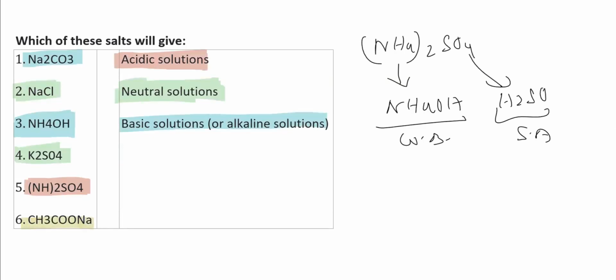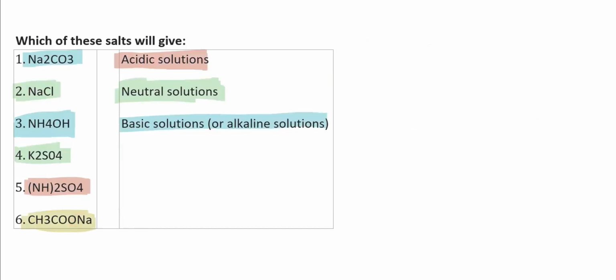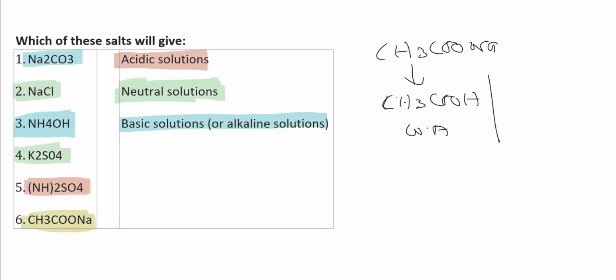The last one is sodium acetate. The parent base will be a strong base, sodium hydroxide. Let me write down CH3COONa. The parent acid has to be acetic acid, that is CH3COOH, and this is a weak acid. The base is sodium hydroxide, which is a strong base, right? So therefore the salt has to be basic or alkaline in nature. So we'll be categorizing this as an alkaline, or basic, solution.